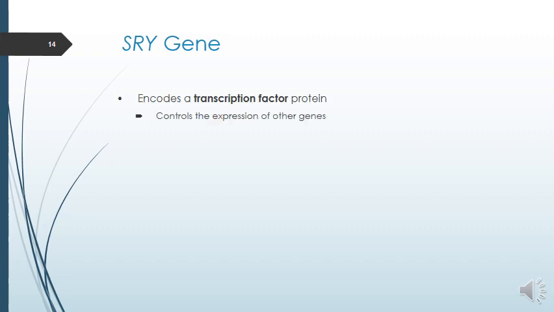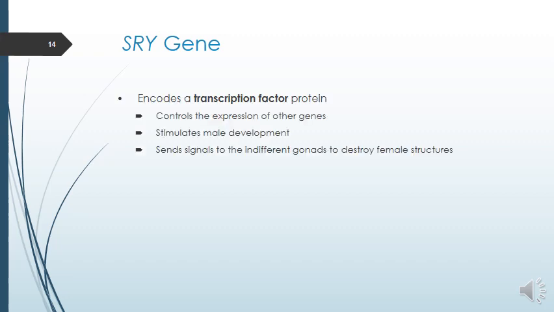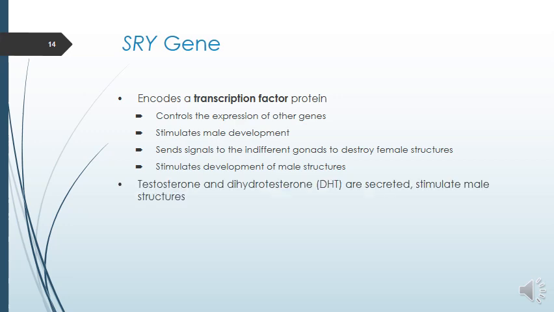The SRY gene encodes a transcription factor protein. It controls the expression of other genes. It stimulates male development. It sends signals to the indifferent gonads to destroy female structures. It stimulates the development of male structures. And testosterone and dihydrotestosterone (DHT) are secreted, and they stimulate the male structures.